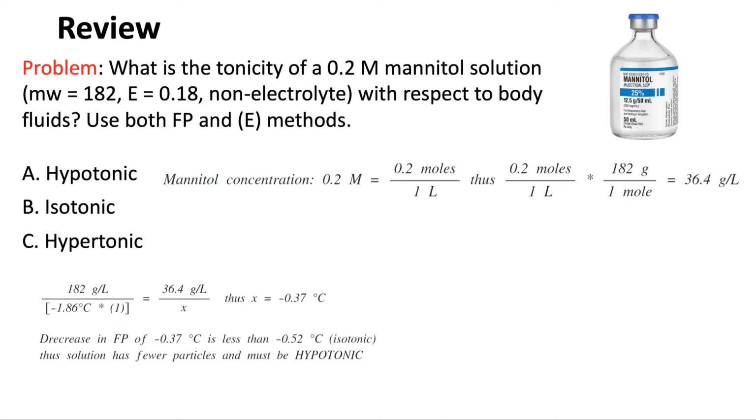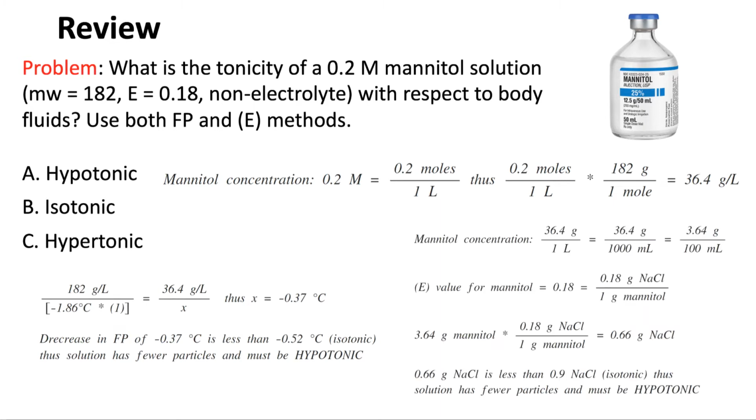So our final conclusion is that this concentration is hypotonic based off of the freezing point depression method. All right. Now, let's do this. Let's say we didn't know that. Let's do this same analysis, but using the sodium chloride equivalent method.